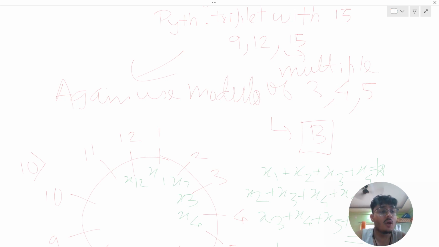Try to understand the logic. All the other pairs are basically the multiples of these numbers only, so we get only a single pair. Next question, the last question of today.